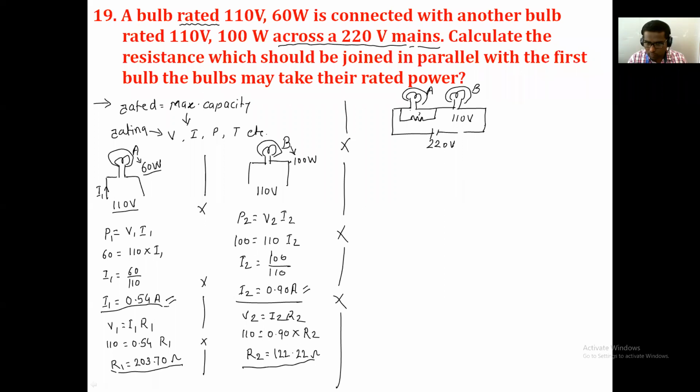Now let me try to connect one resistor in parallel with the first bulb. This is an unknown value of resistance. We don't know that value. We have to calculate it. But the thing is that 110 volt is available across this parallel resistance and also across the lamp A. Now tell me how much current must flow through the circuit to fulfill the requirement.